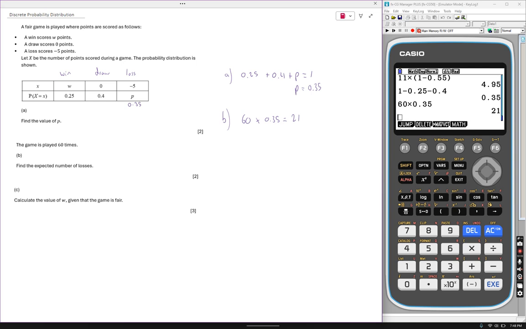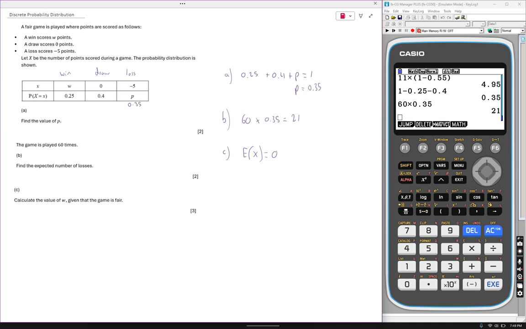Last one, calculate the value of W given that the game is fair. Well, what is a fair game? A fair game is when the expected value of X equals 0. That means it's neither positive nor negative, so there's no bias in either direction. So now what is the expected value? Well, remember it's just n times the probability.